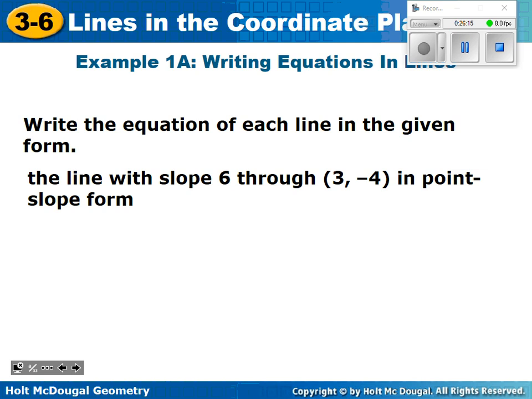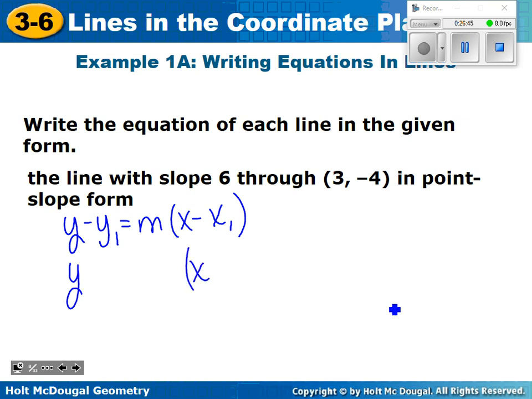Write the equation of each line in the given form. The line with the slope of 6 through the point 3, negative 4 in point slope form. Point slope form. So I'm going to remind you, if you put it in the wrong form, you will get 0 credit. Point slope form is y minus y1 equals m times x minus x1. You do not put a number in for the y or the x. Only the y1 and x1.